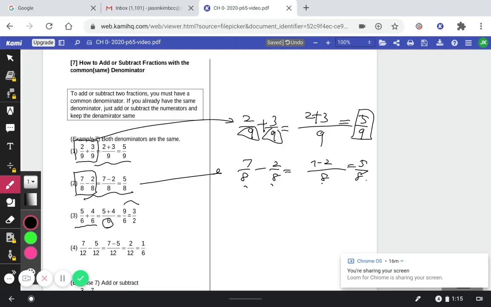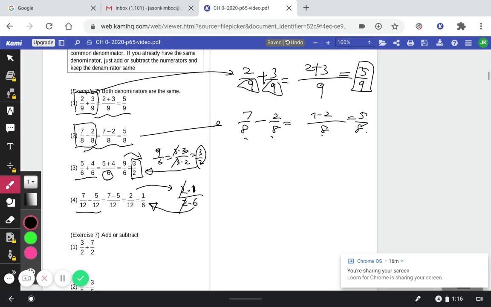And 9 over 6 can be reduced to 3 over 2, because 9 over 6 is the same as 3 times 3 divided by 3 times 2. The 3s cancel out, 3 over 2. Same thing goes with subtracting with a common denominator. So 7/12 minus 5/12 is 7 minus 5 over 12, which is 2/12. 2/12 can be rewritten as 2 times 1 over 2 times 6. The 2s cancel out. You end up with 1/6.